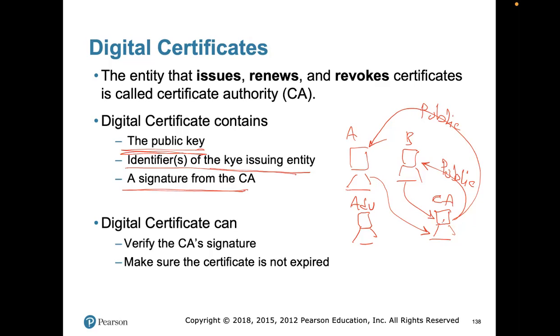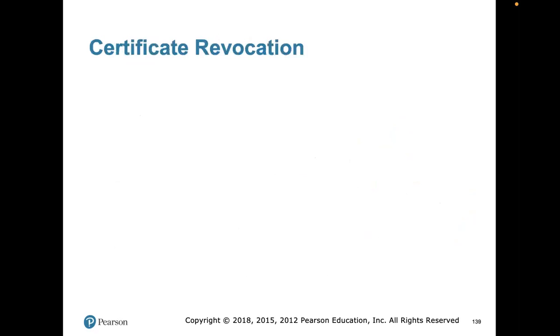Because if you don't involve the CA in this process, again, someone may come and impersonate, saying, okay, I'm the CA. And using this digital certificate, we can verify the CA signature, and we can make sure that the key that has been shared with us is really coming from someone authentic.